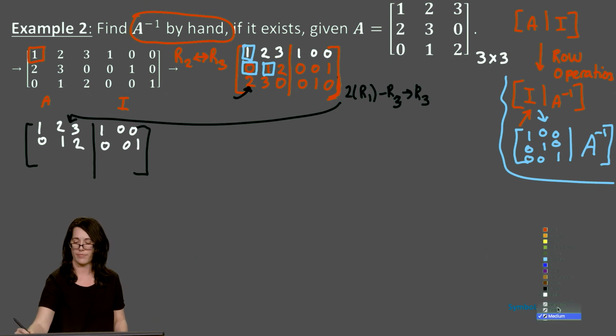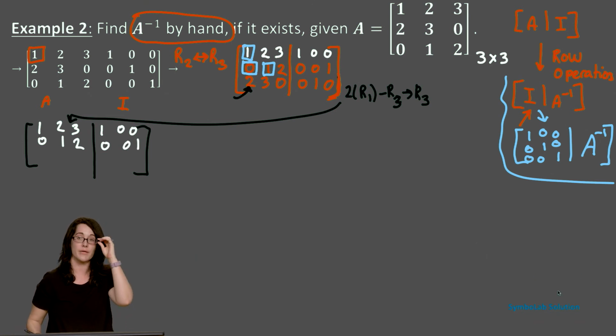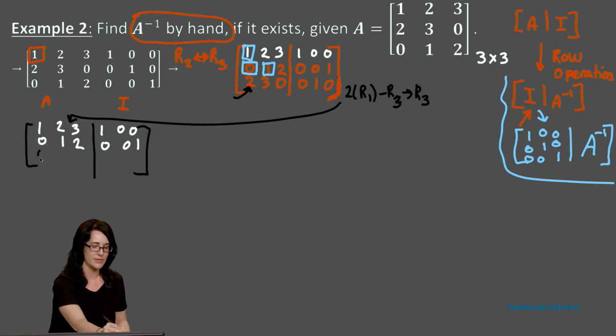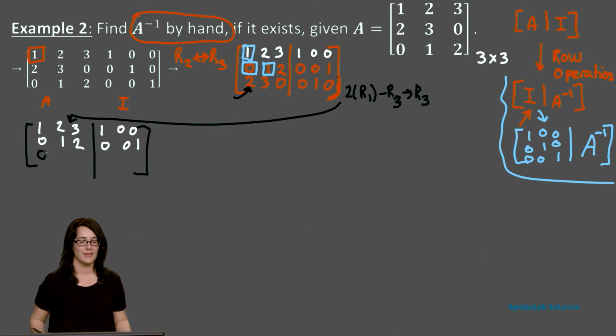But let's get our new row 3. By doubling the entries of row 1 and subtracting row 3 from it, we should get our new row 3. So 2 times 1 is 2, minus 2 is 0, so that was the 0 we were hoping for. And then we're going to go to our next one. 2 times 2 is 4, and 4 minus 3 is 1.